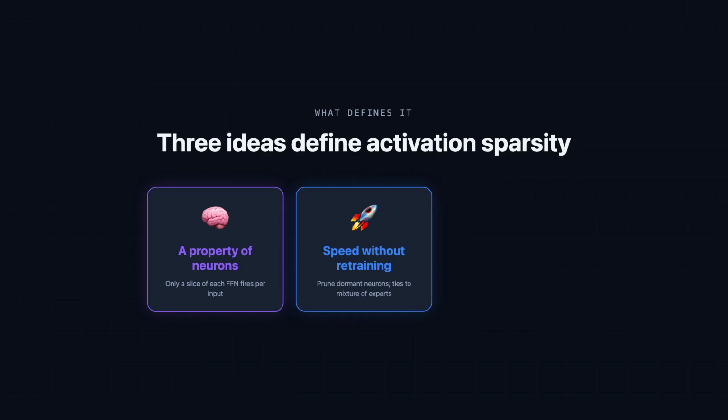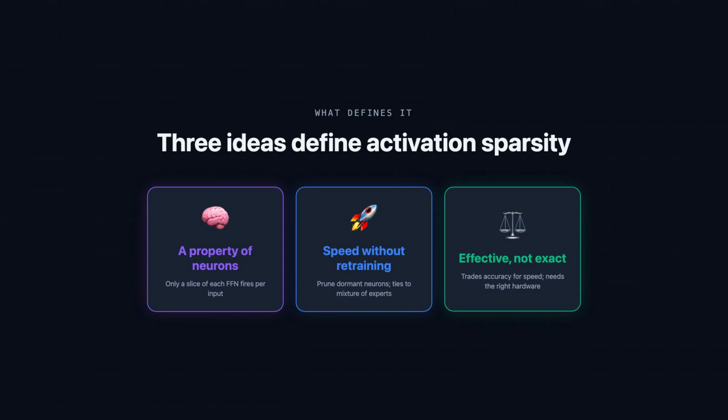Here the payoff is speed without retraining a model from scratch. Because the near-zero neurons carry little signal, we can prune them per token and cut compute, and the paper reports this potential grows as models get larger. It also connects to mixture of experts, where a router sends each token to a sparse subset of experts rather than the whole network. Look, this is a real property with real limits.